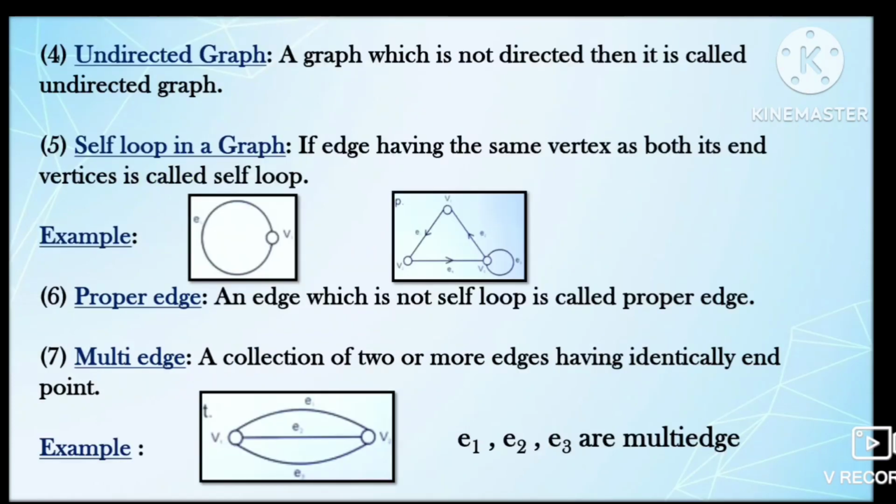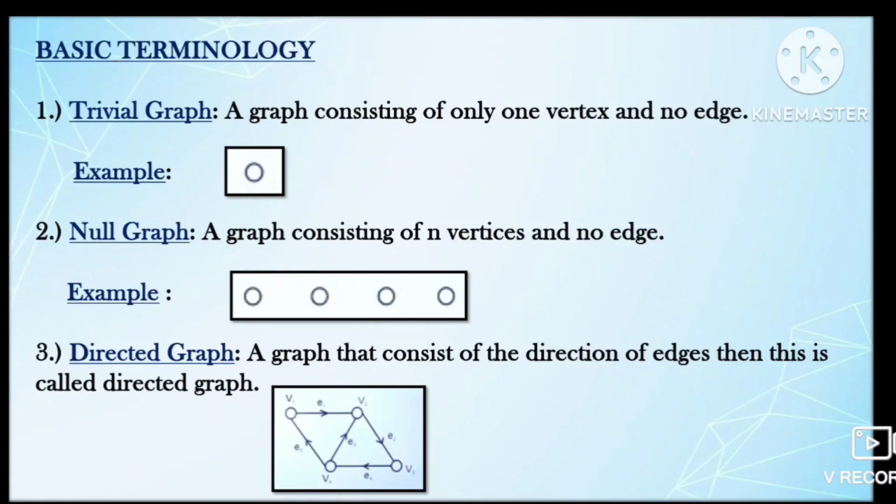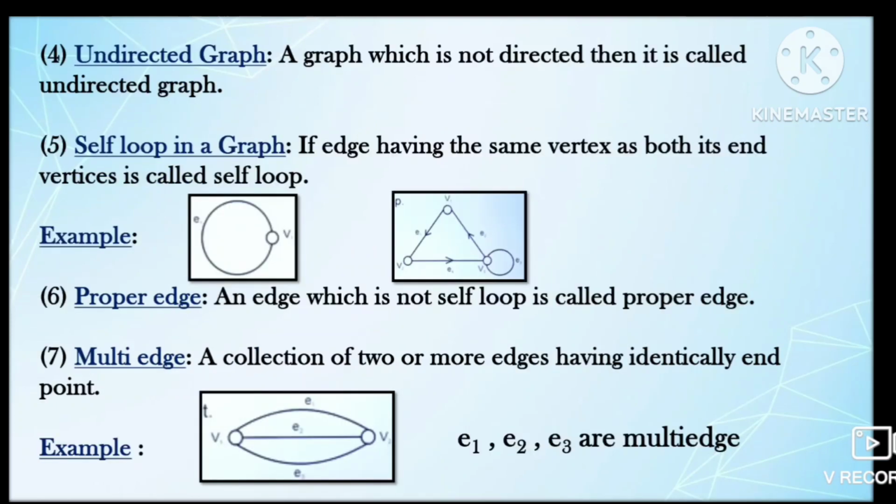Now fourth is an undirected graph. So a graph which is not directed is called an undirected graph. In the previous directed graph you can see that the edges are directed by arrows in a specific direction, but in the undirected graph the graph is not directed in any direction.